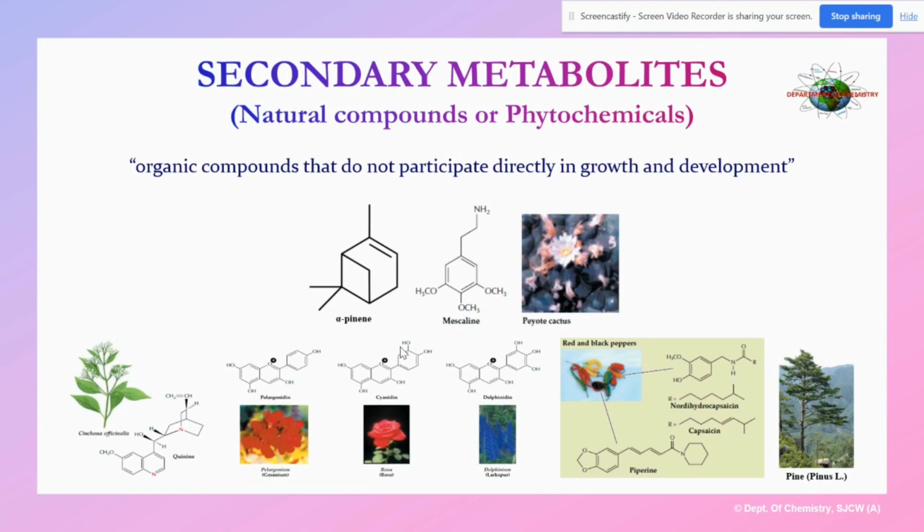You can see here organic compounds that do not participate directly in the growth and development of a living organism are called secondary metabolites. Some examples are shown here. You get alpha pinene from the pine tree. We get piperine from red and black pepper. These are some examples. There's the rose flower. From the rose flower, you get cyanidin, which is the coloring pigment. So here we have shown the compounds as well as their sources. From cactus plants, you get mescaline.